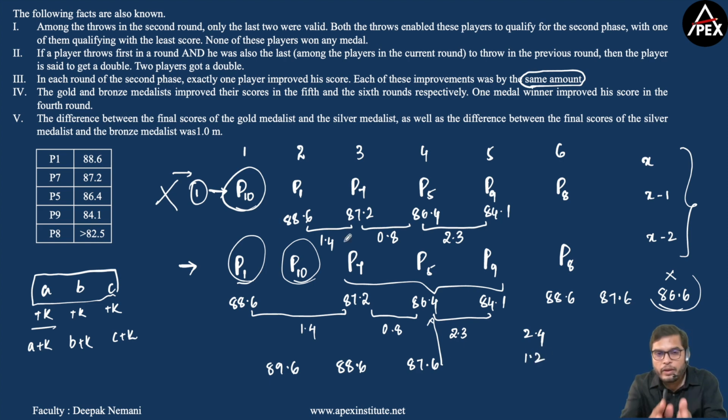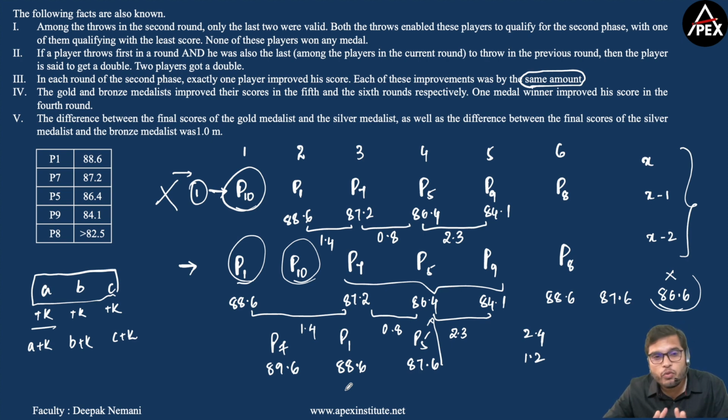Now if you observe, you can have P7 improving his score twice by a margin of 1.2: 1.2 in one round, 1.2 in another round. So improvement is 2.4, and you can have P7 winning a gold medal. You can also have P5 improving his score by 1.2. Okay, so 86.4 plus 1.2, which is 87.6, and winning a bronze medal, and P1 winning a silver medal. Right? And this is the only possibility which satisfies all the given statements. And you need to do this much to solve this question in the exam.